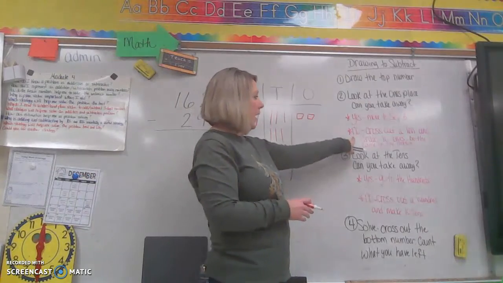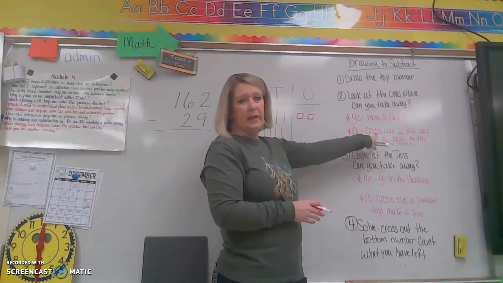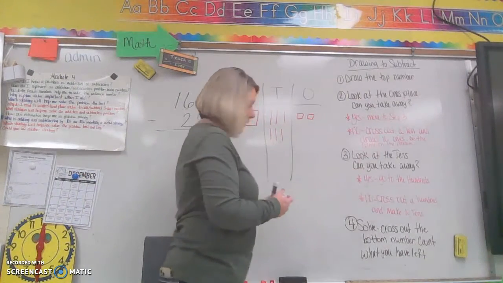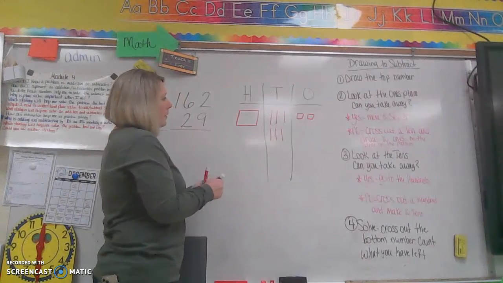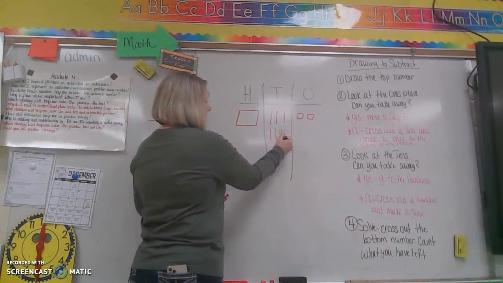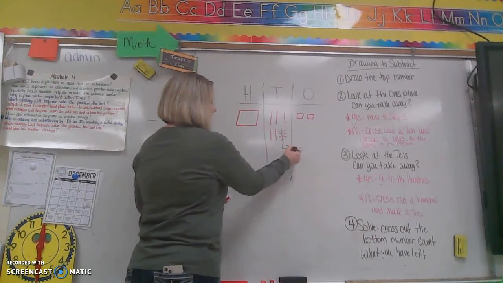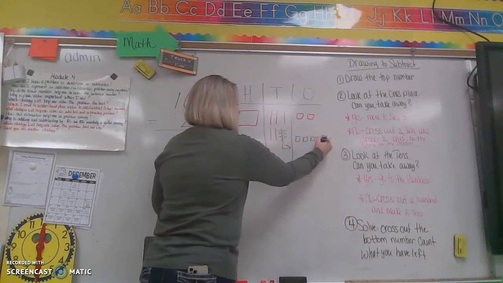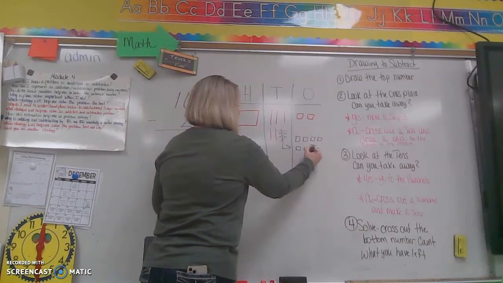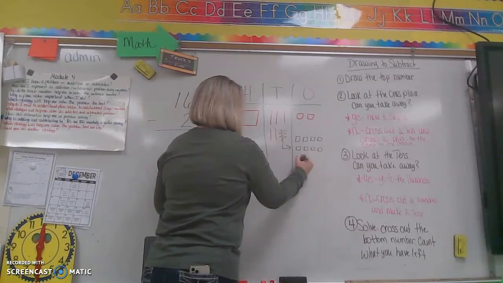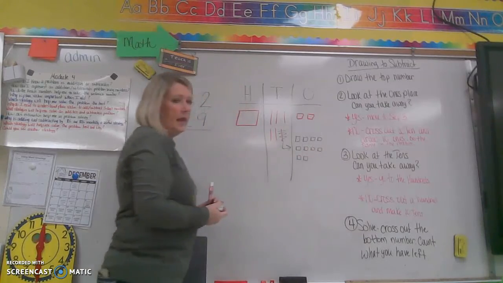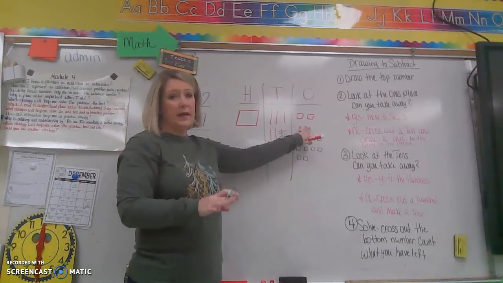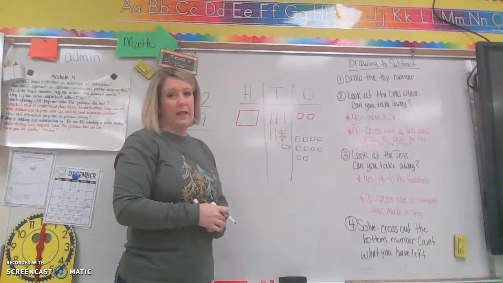So since we said no, we must cross out a 10 and draw 10 ones. So let's do that. We're going to cross out a 10, and we're going to draw 10 ones. Okay, remembering that these 2 do not count. They're not part of our 10.